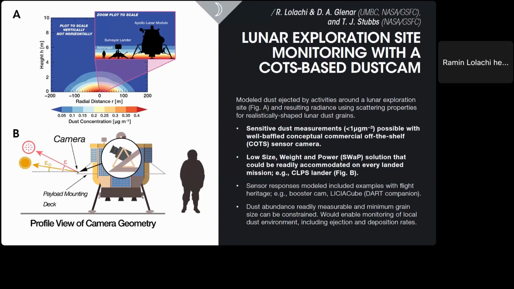Sensor responses modeled included examples with flight heritage, such as the Shimea booster cam or the PL1 sensor from LISICube, the Dark Companion spacecraft. Dust abundance is readily measurable, and minimum grain size can be constrained. This would enable monitoring of the local dust environment, including ejection and deposition rates.